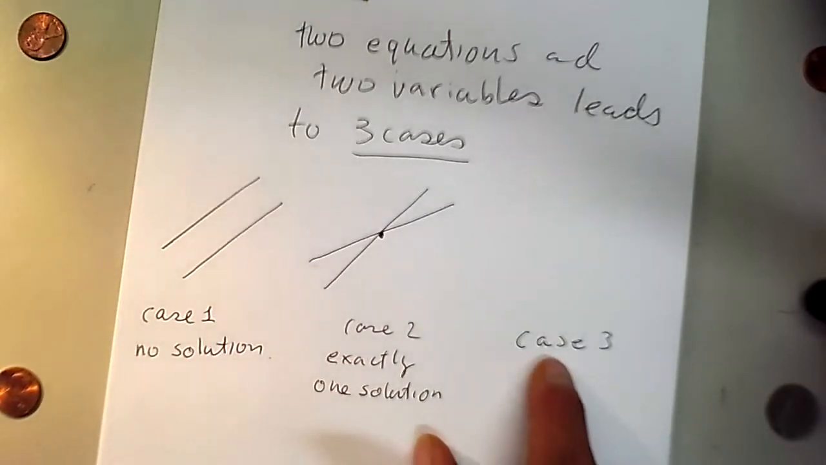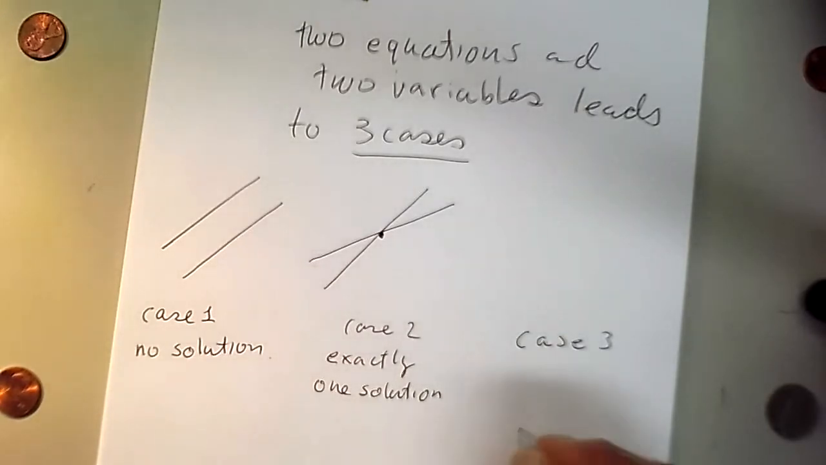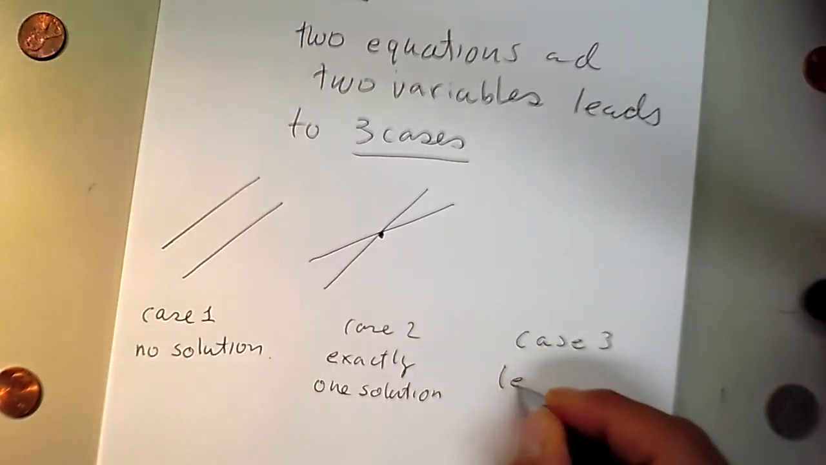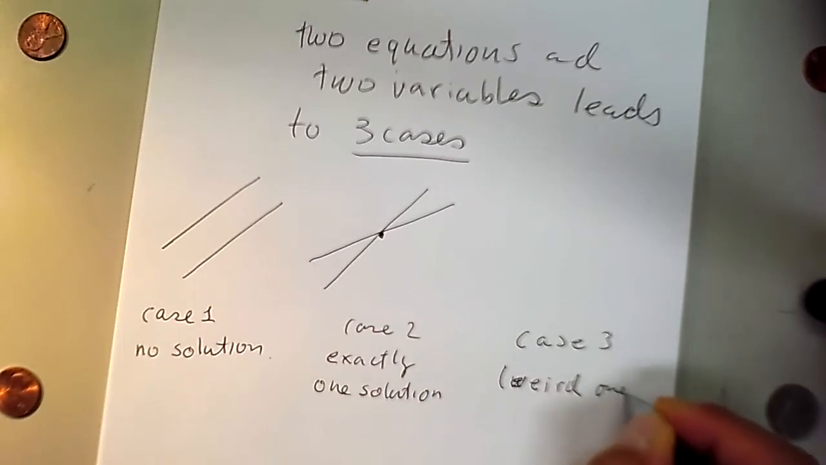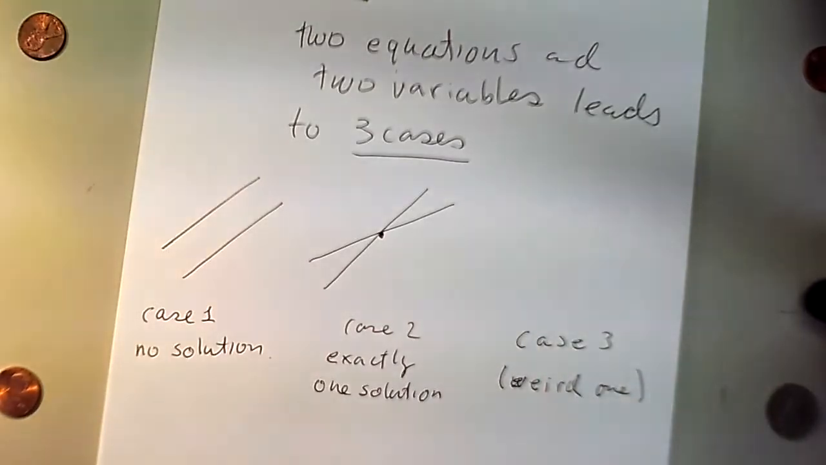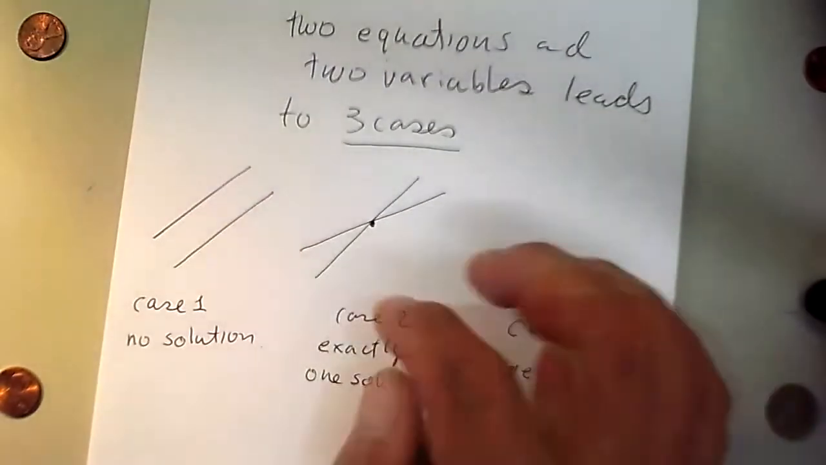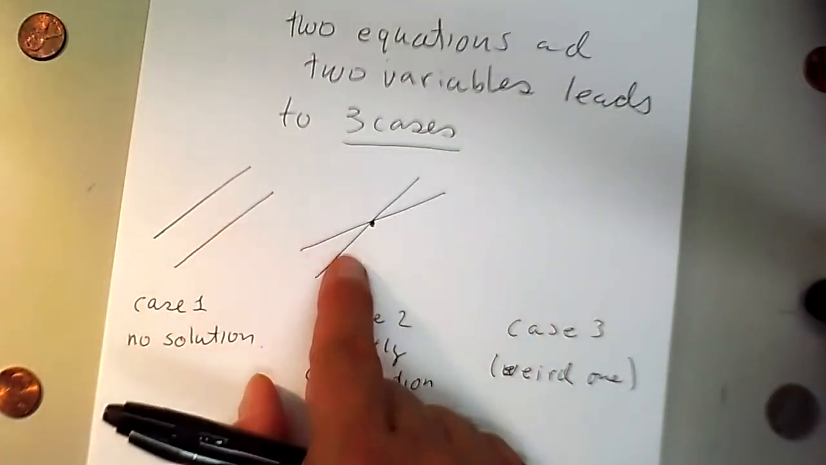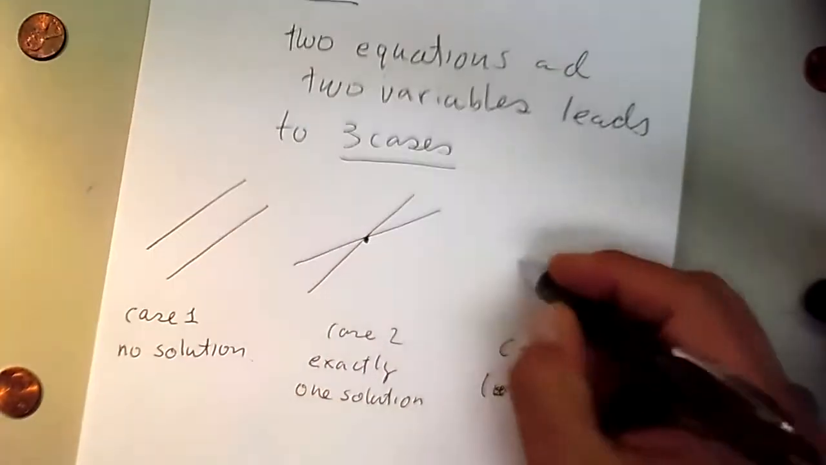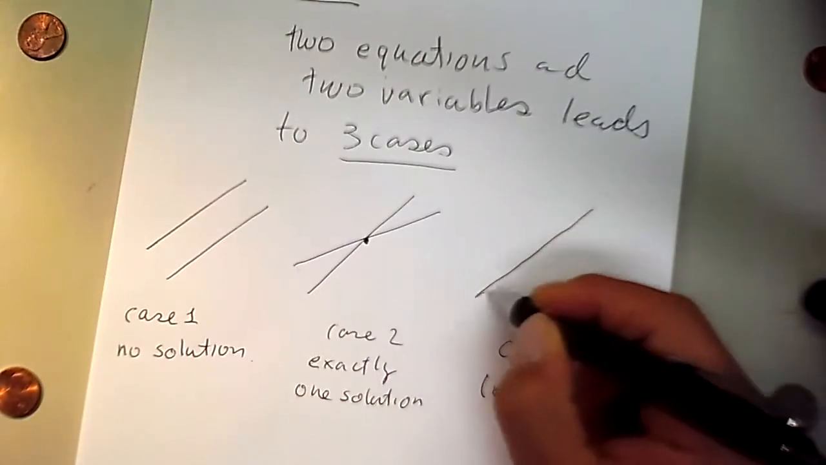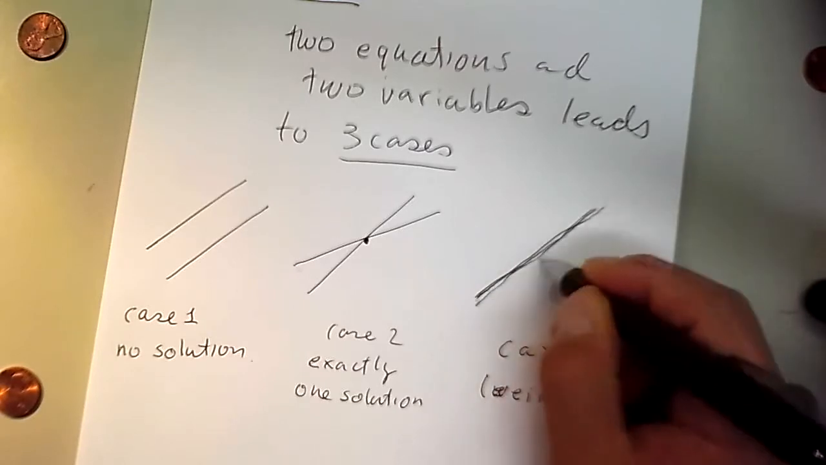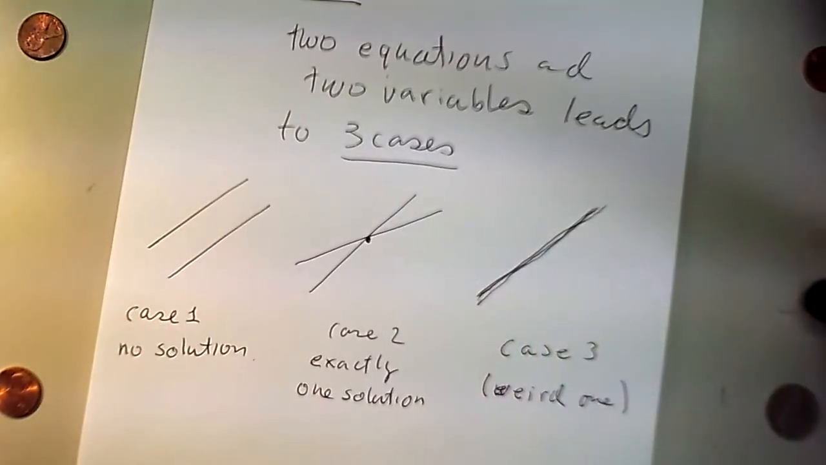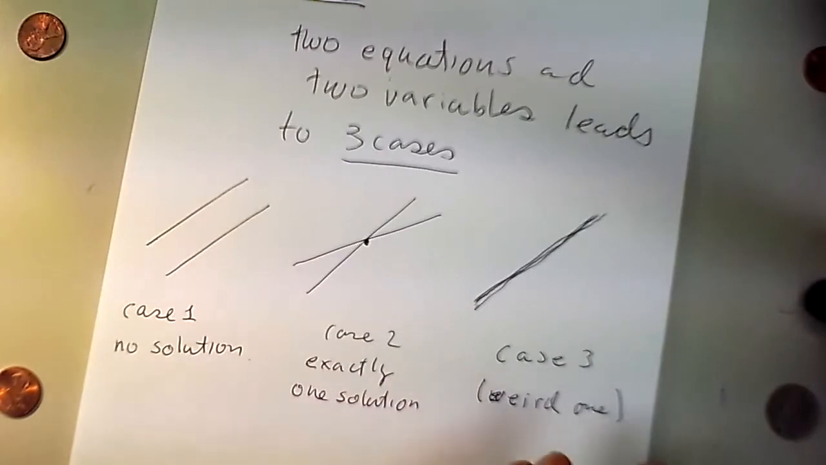But case three is a really weird one. In fact, I'm going to put it here: weird case. The weird part about this case is that one line is on top of the other line. If they're on top of each other, that means they are the same line. So we're going to look at the intersection of a line with itself.